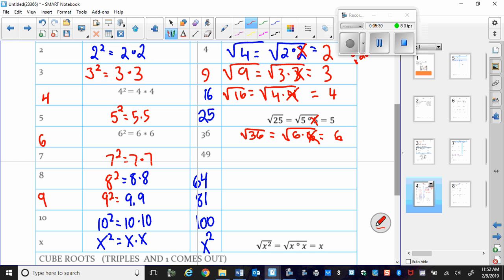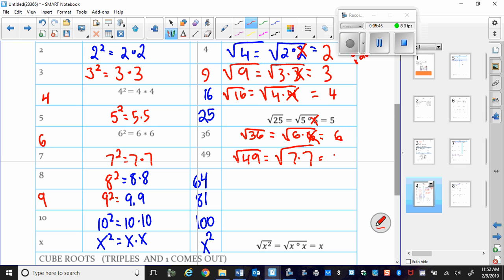You're going to have to memorize these perfect squares and these perfect radicals, okay? So here I have the square root of 49. Going backwards, this equals 7 times 7.